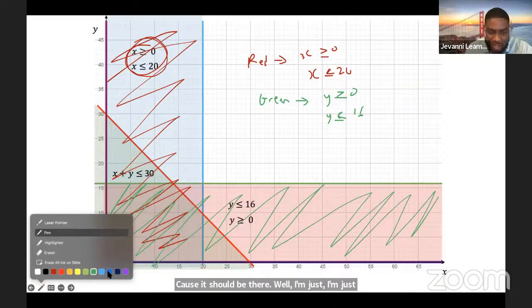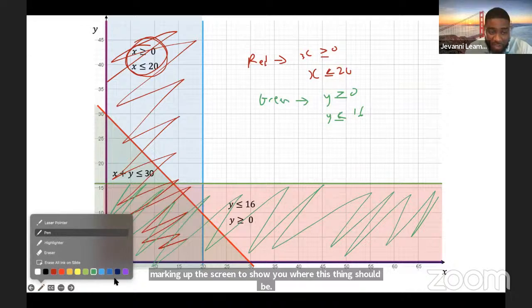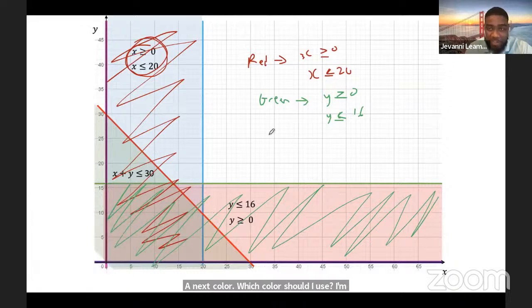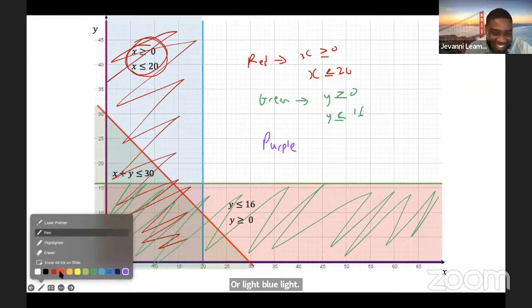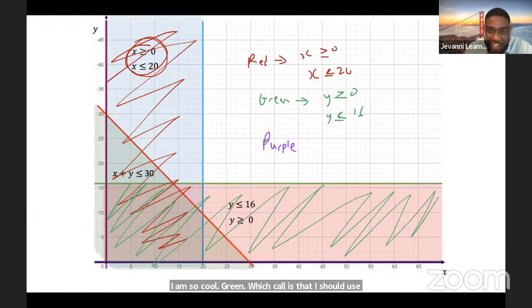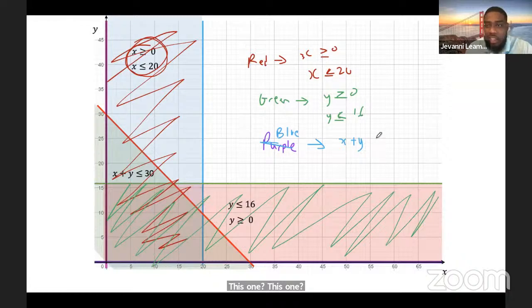Next color. Which color should I use? I'm not even sure. Let me use this color, which is purple, I believe. The light blue might stand out against the red and the green. The light blue, the one that's third from the right? This one? Yeah, that one. All right, so the blue indicates the inequality x plus y is less than or equal to 30. And remember that we would have said that it's below the line.